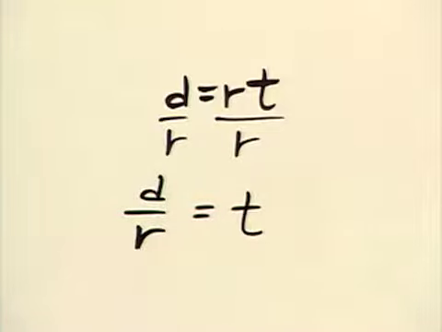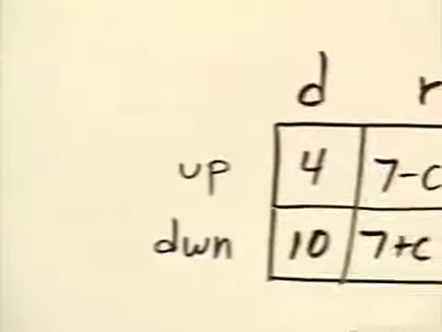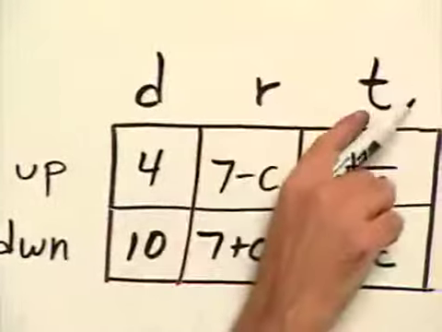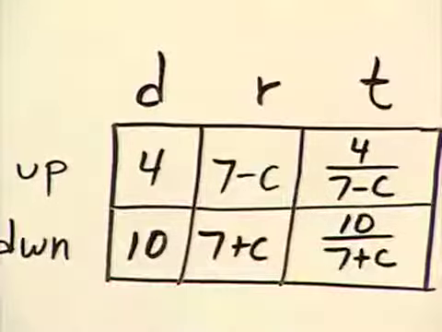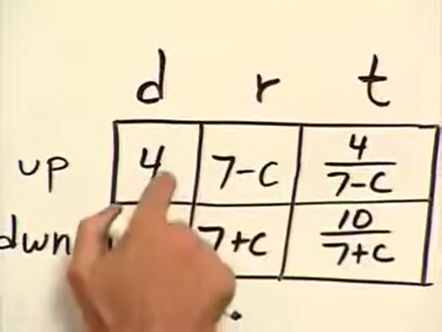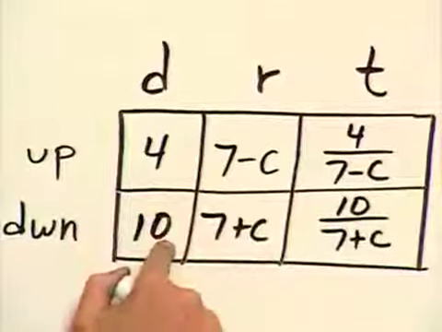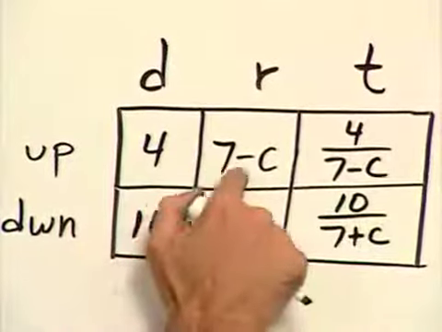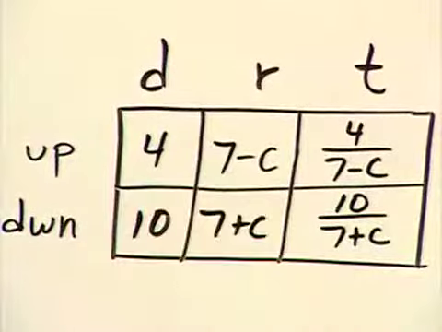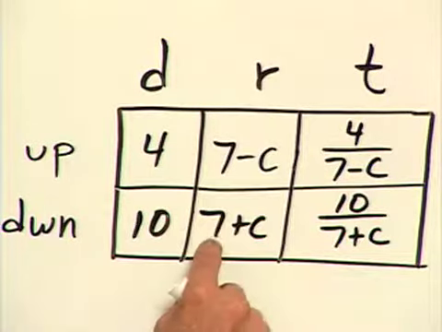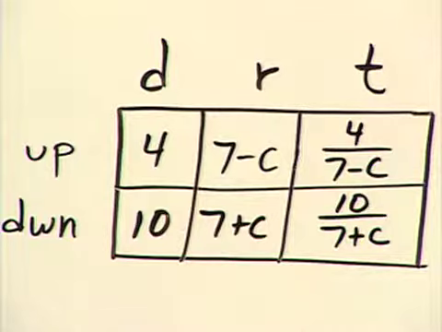Now, we'll fill in our table. Over here we have a table. Distance is equal to rate times time. In the problem, they said that Chuck traveled 4 miles upstream and 10 miles downstream. His rate will be 7 minus c to show that the current is actually slowing him down a little from his regular 7 miles per hour in still water. And his rate downstream will be 7 plus the current speed because the current will actually push him along a little faster than his speed in still water.